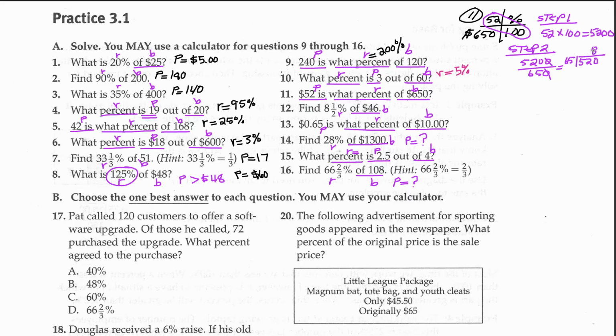8 times 5 is 40, right? Only 0, carry the 4. 6 times 8, or 8 times 6 is 48, plus the 4 that you carry is 52. Okay, this works perfectly. And you have nothing left. So that's like 8%. So R equals 8%.